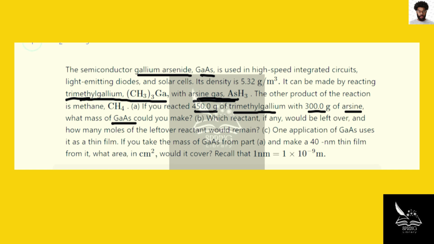Now we are given the mass of trimethyl gallium and the mass of arsine gas. So what we have to do is find out the number of moles of these masses of trimethyl gallium and arsine, and from there we can find how many moles of gallium arsenide will be formed, and from there we can find out the mass of gallium arsenide which will be formed. So first we'll find out the number of moles of trimethyl gallium.